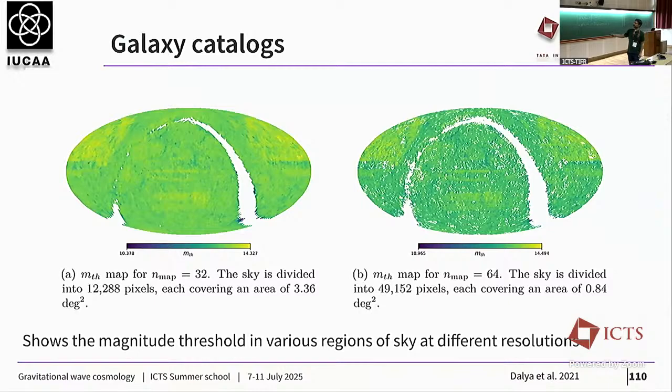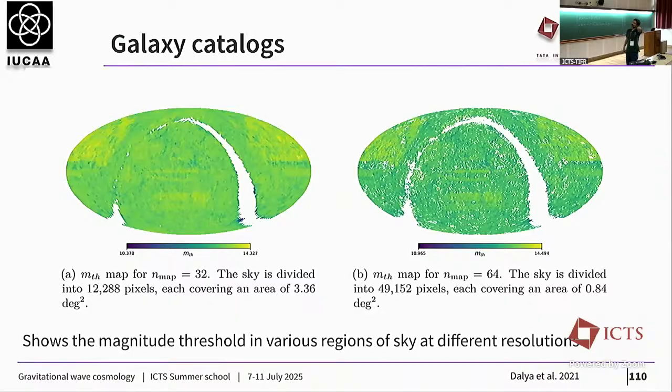Okay, so this shows, for example, these magnitude thresholds. So these are done on different kinds of maps with different resolutions. So this, I think, is a more low resolution map. I think this one is what is provided to you, the 32 n-side map. Okay, so this you may see it in your tutorial files.